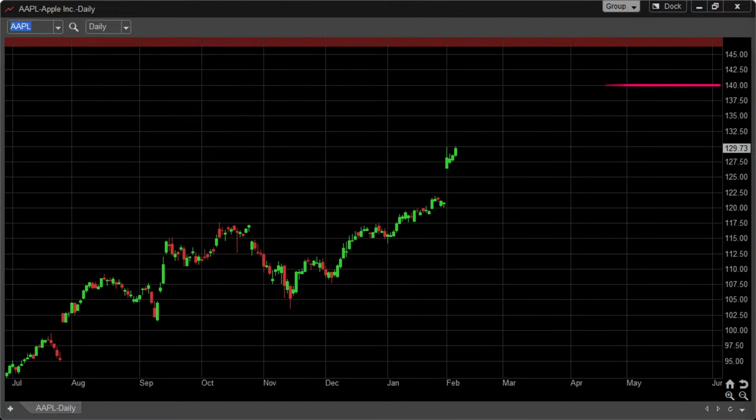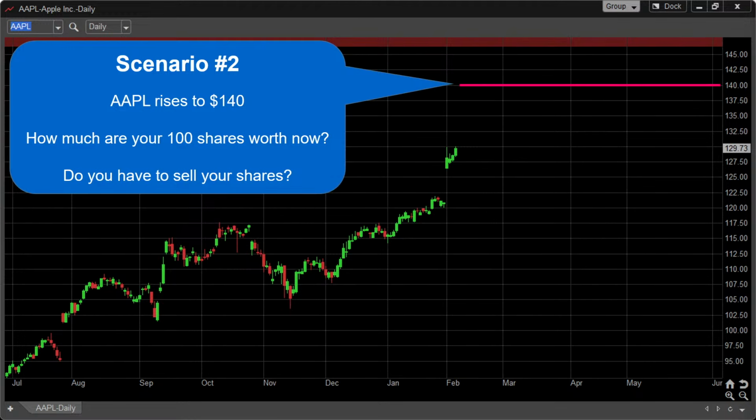And then the other scenario is Apple could go up. Apple's up to 140. Your shares are worth more, right? They're worth 14,000. And again, the same answer. Do you have to sell? The answer is no.